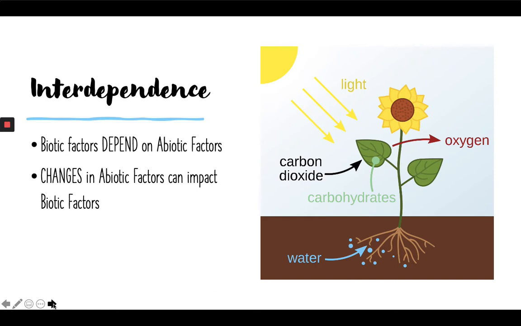So changes in any of these abiotic factors would affect the biotic factor. If there was not enough water, or not enough sunlight, or not enough carbon dioxide, this plant could not grow and it could not produce oxygen.